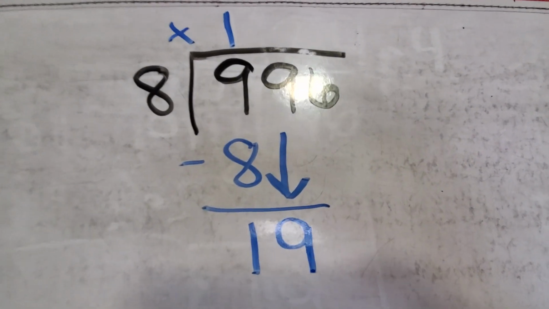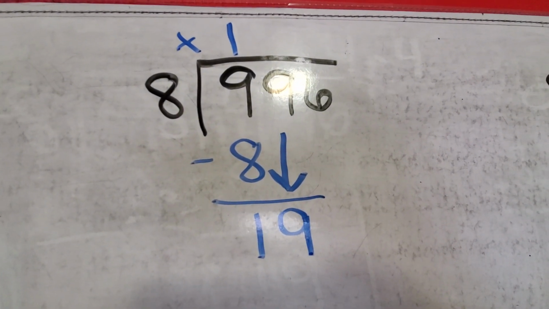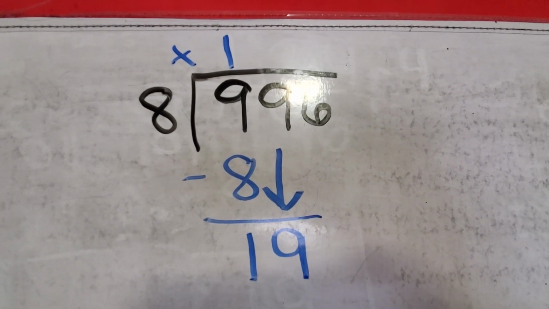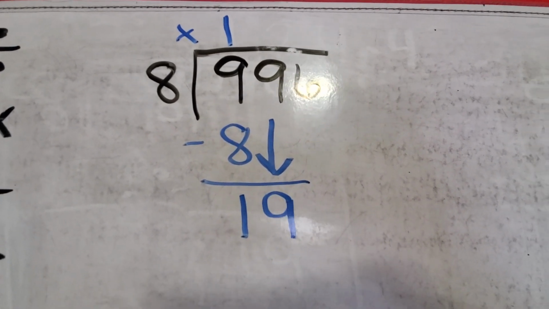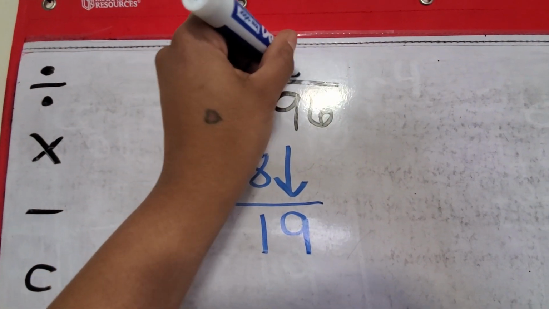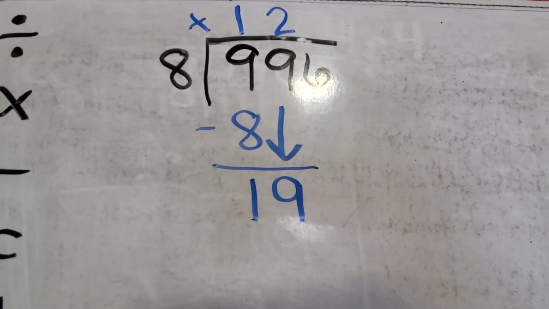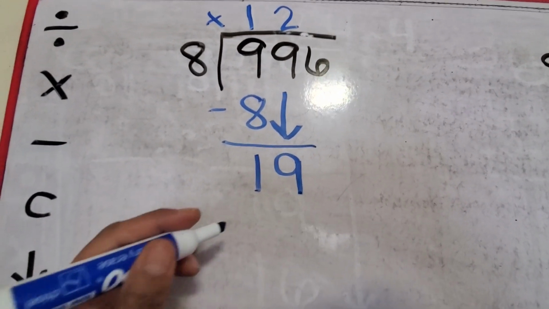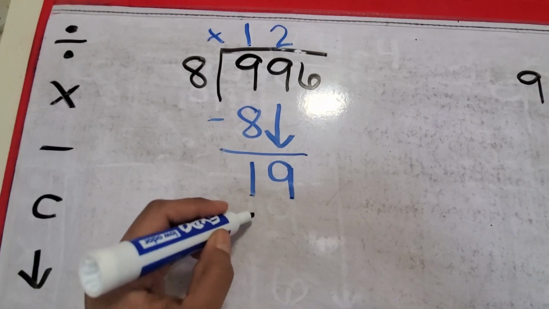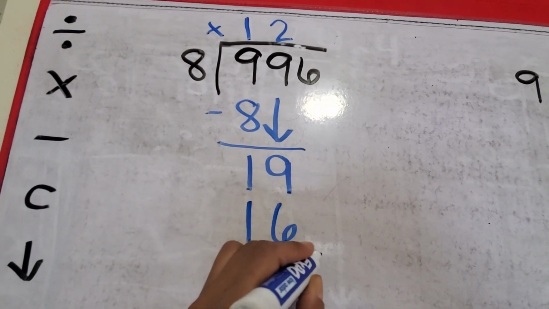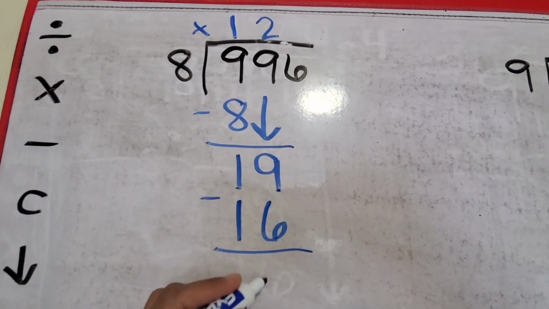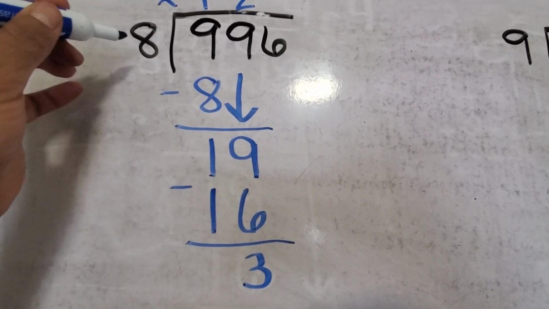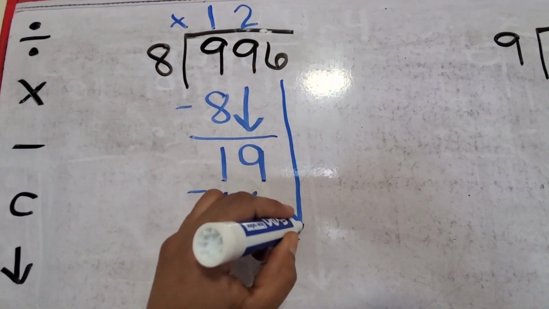So now I have 19 tens. Okay, so how many groups of 8 tens can I make out of 19 tens? Well, I can make 2 groups of 8 tens out of the 19 tens. 8 times 2 is 16. 19 minus 16 is 3. 3 is less than 8, so I bring down the 6.